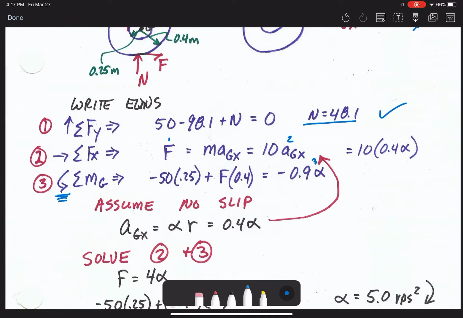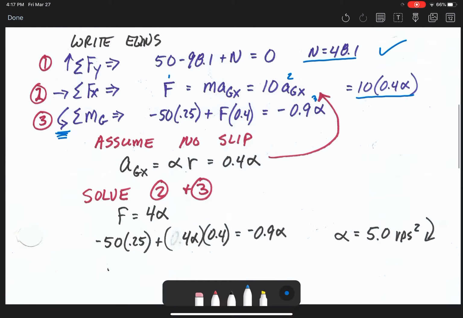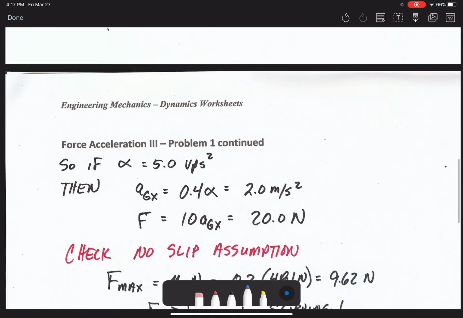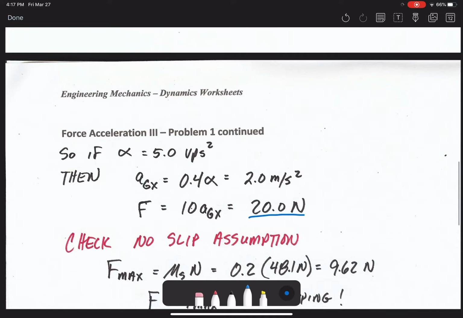You plug into equation 2, so you have that one here, alpha R. So that's 2 equations, 2 unknowns, we can find alpha equal to 5 radian per second squared. And simplifying equation 2, we have F equal to 10 times 0.4 alpha, so F equal to 4 alpha. With alpha equal to 5, you can have F equal to 20 Newton.